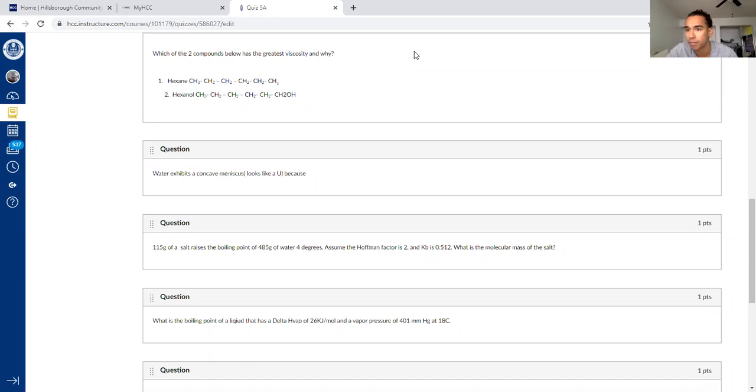No, we don't need moles of water. We want the moles of our solute, which we don't know, right? You're talking about 115 grams of salt. Yes. Right? Okay, we don't know that, but we can figure it out because we know the formula for molality and we know how much water. We know what the molality is and we know the amount of water that we have, correct? Yes. Hold on one second.